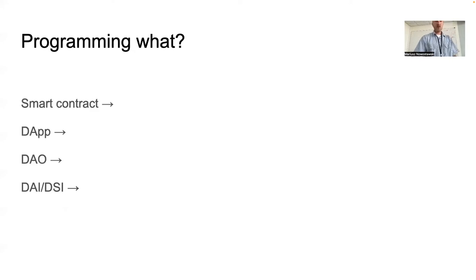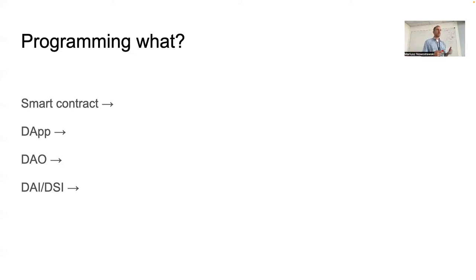So there are sort of, I consider it four, some people consider it three, levels. On the lowest level, we program smart contracts, right? Smart contracts are small pieces of code which provide a modular unit of functionality which can be deployed onto the Ethereum blockchain, or blockchain in general.